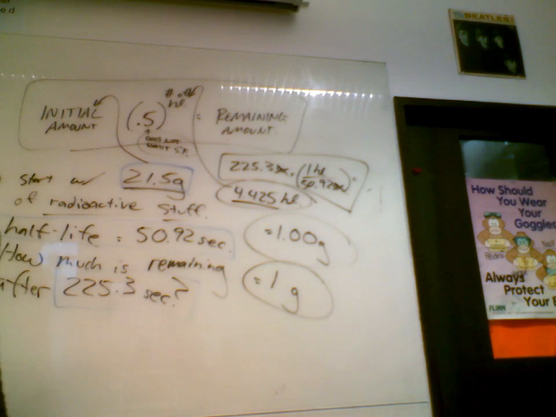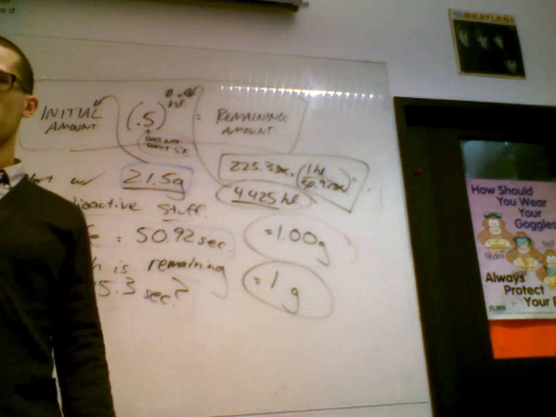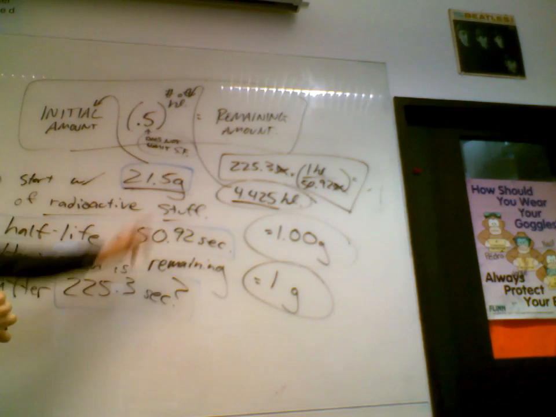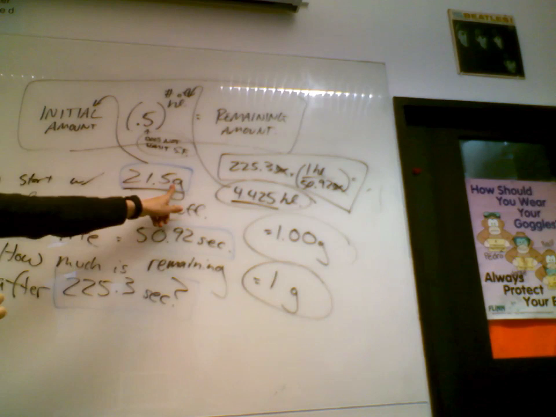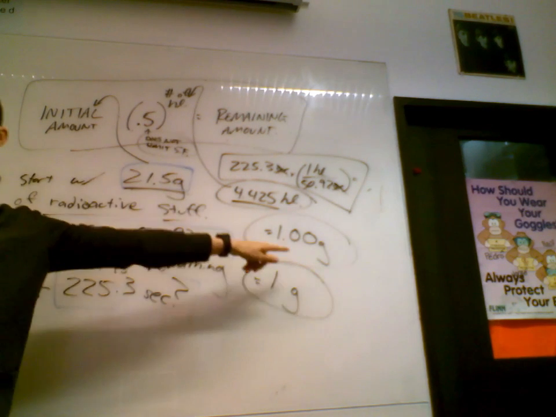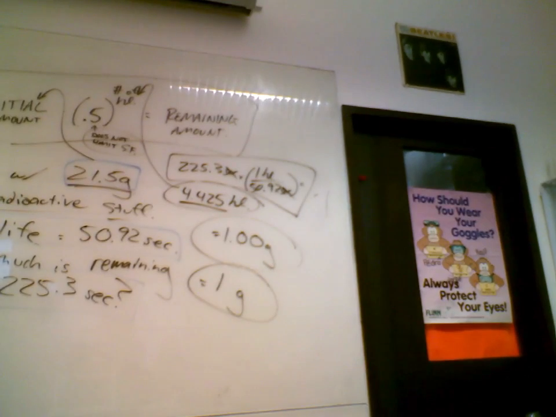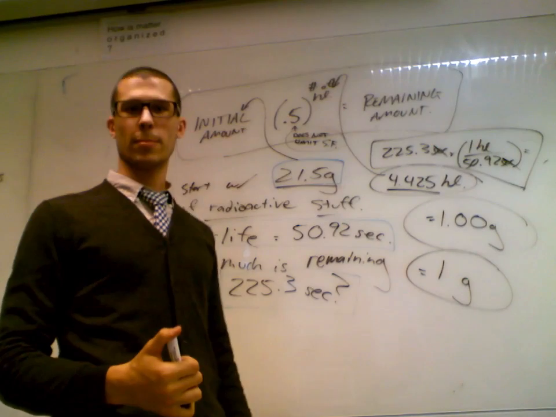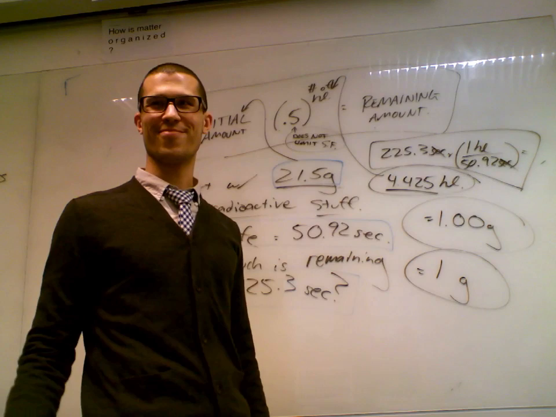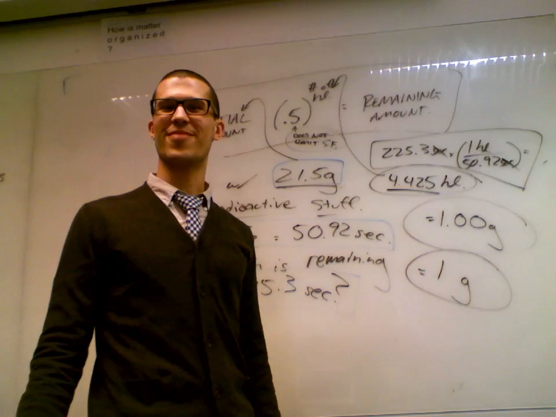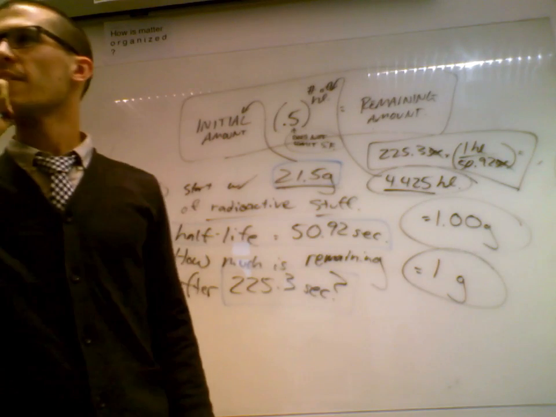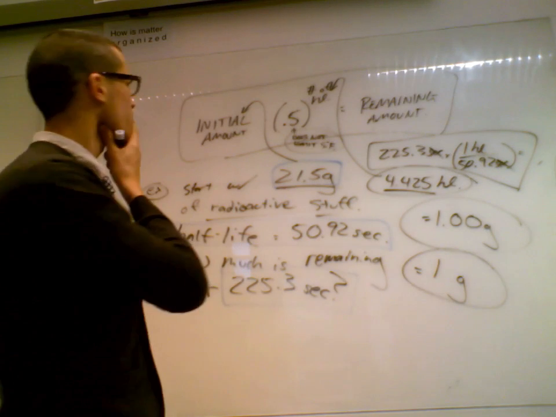Is the unit for the initial amount and remaining amount grams, or does it not matter? In this case, it is grams. If I put pumpkins, then it would be pumpkins. So it's whatever it tells you as you go. It has an infinite number of sig figs.